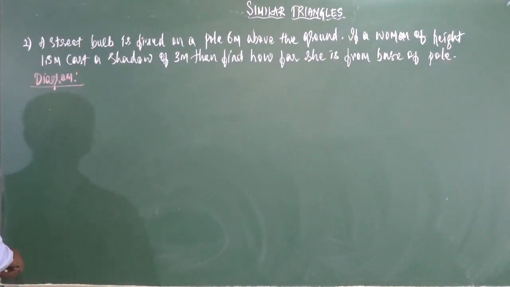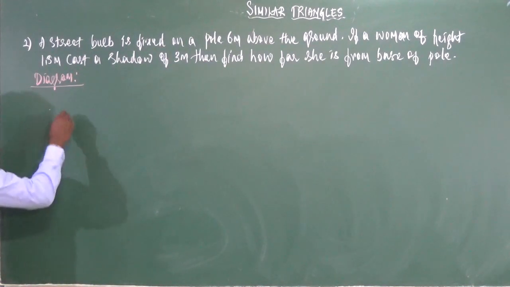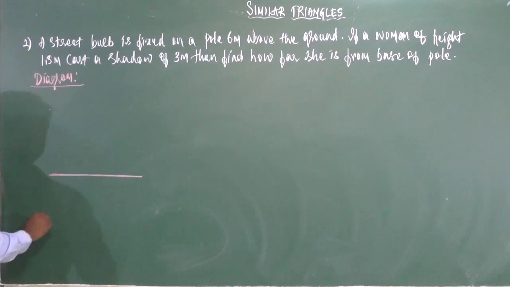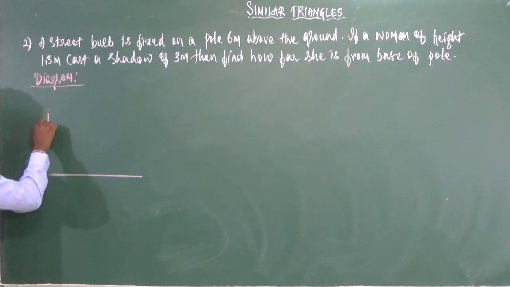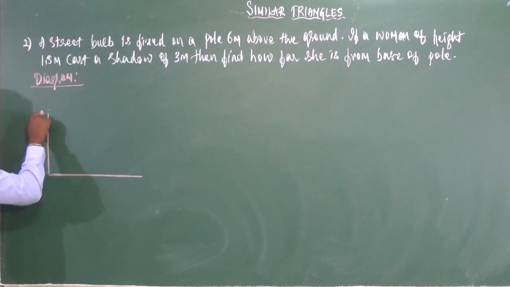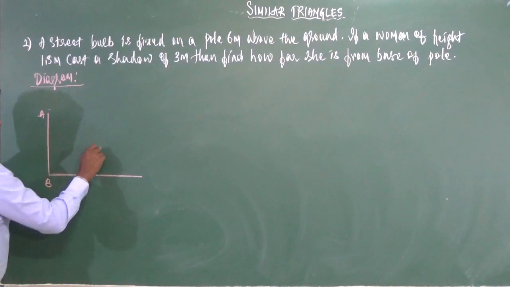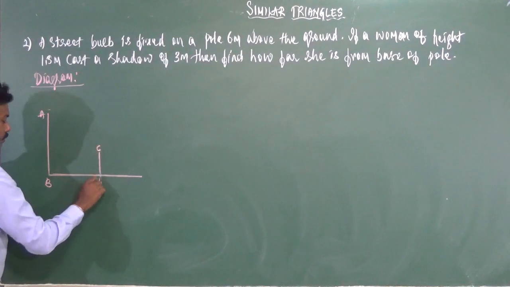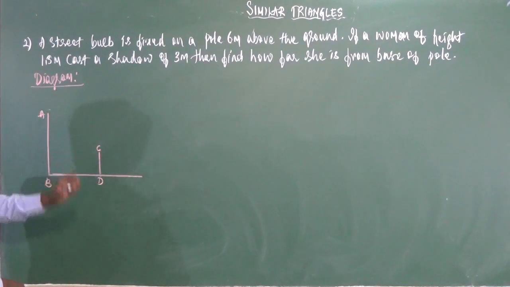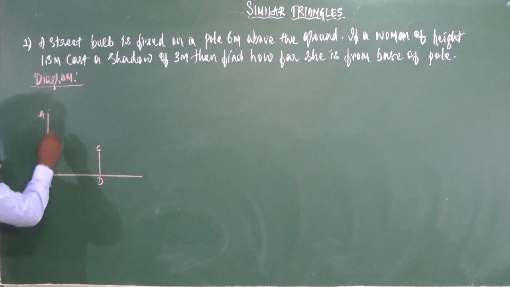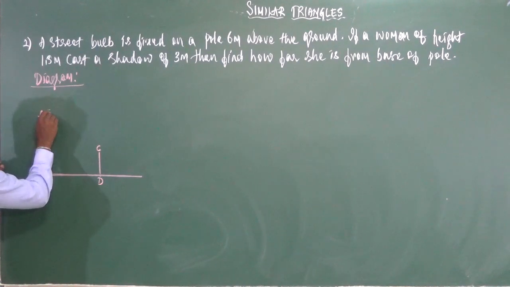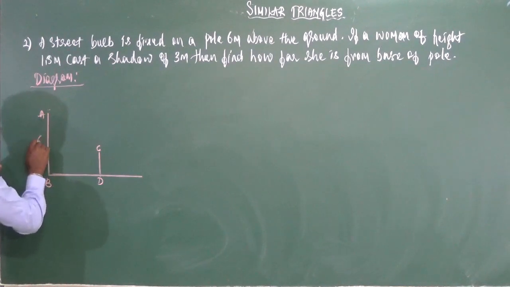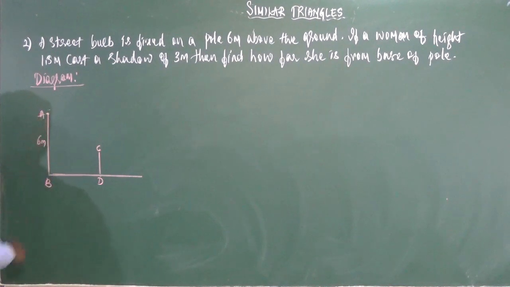So very important, we can get into this. Let us get into the diagram. First write the ground level. Let us take this as the pole. Let AB be the pole. Let CD be the woman. Let the woman's height be indicated by CD. The street bulb is fixed on a pole 6 meters above the ground. So from here to here it is 6 meters, and the bulb is fixed at point A.